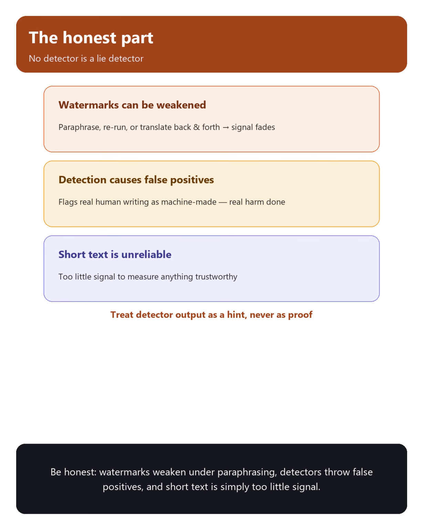Now the honest part. None of this is bulletproof, and you should never treat a detector as a lie detector. Watermarks can be weakened. If a user paraphrases the output, runs it through another model, or translates it to another language and back, the hidden signal degrades fast. Detection without watermarks is even shakier. These tools produce false positives, flagging genuine human writing as machine-generated, which has already caused real harm to students and writers. Short text is especially unreliable, because there is simply not enough signal to measure.